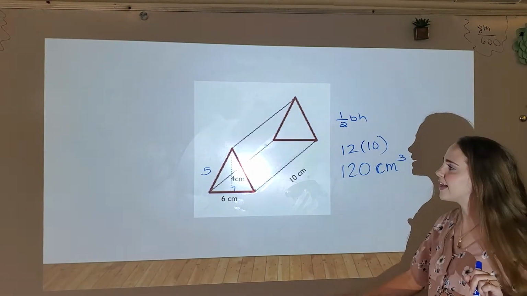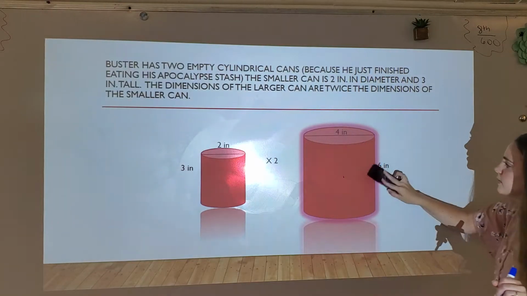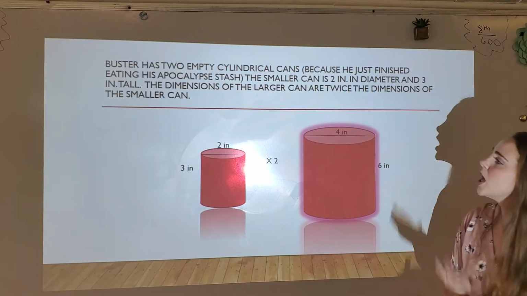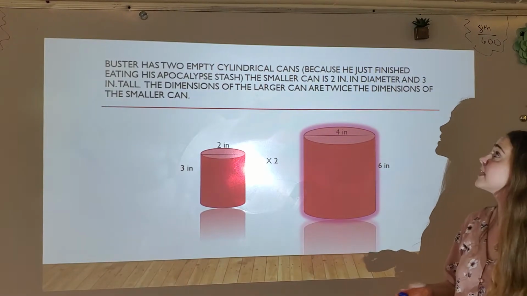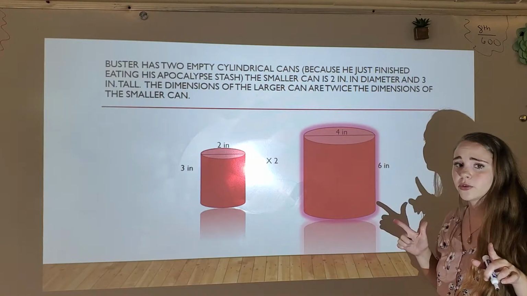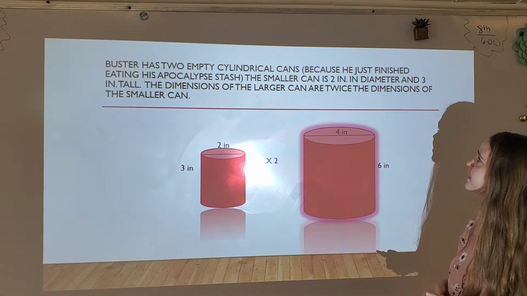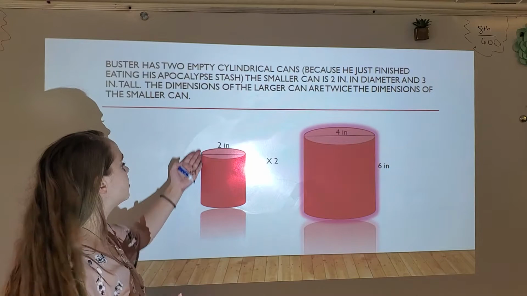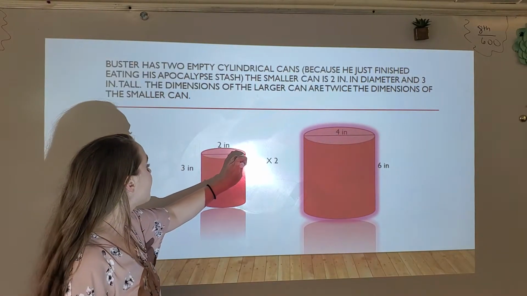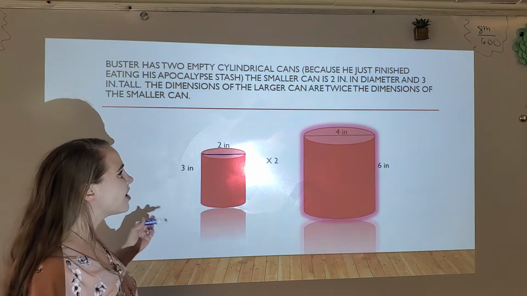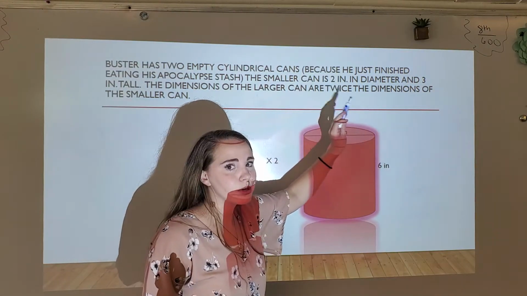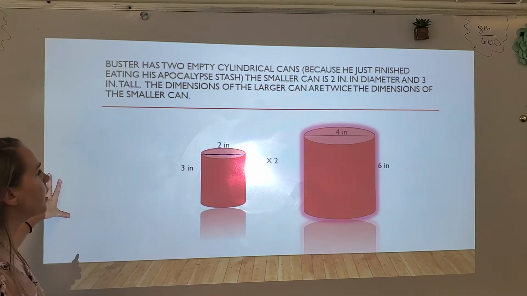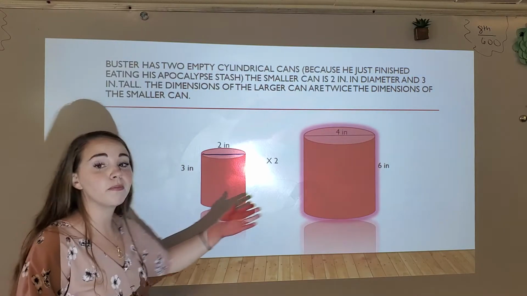And then we have one very last one, and this is like a story problem. Buster has 2 empty cylindrical cans because he just finished eating his apocalypse stash. The smaller can is 2 inches in diameter and 3 inches tall. The other one is twice as big, so 4 inches diameter and 6 inches tall. I think they want you to find the volume of both and then compare them.